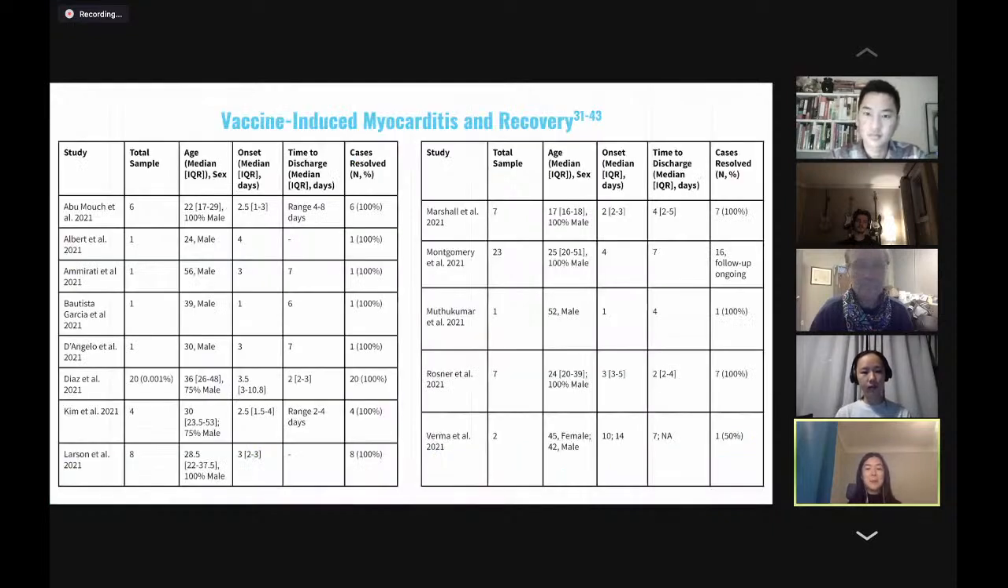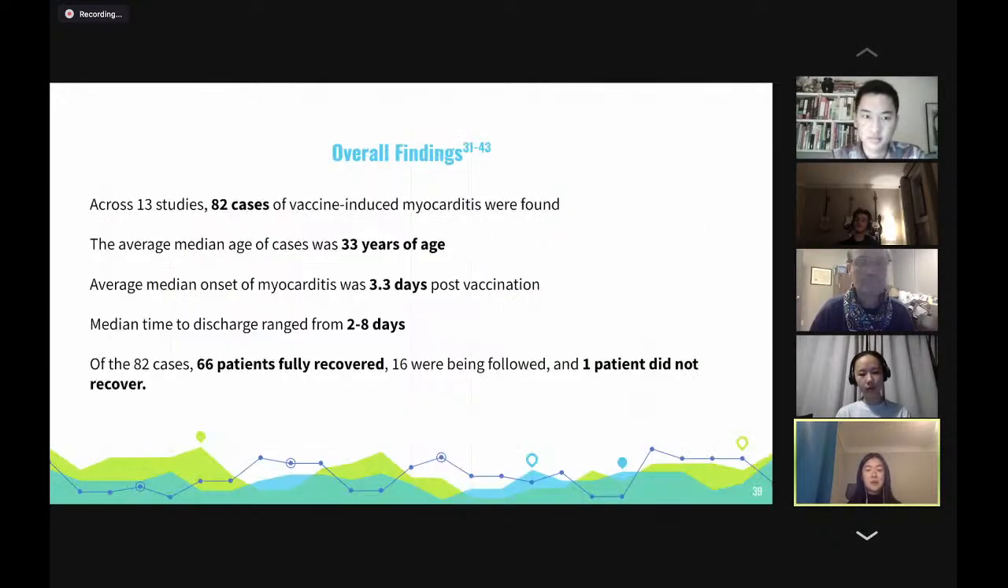Next slide, please. To identify the prevalence of vaccine-induced myocarditis and recovery, we performed a review of journal articles investigating hospitalization for myocarditis following a dose of the COVID-19 vaccine. A total of 13 primary research articles were identified. In all cases but one, symptoms were mild and the patients recovered fully and were discharged within 8 days. There were no readmissions in the total samples, and in a total size of 82, there was only one sudden death. All this just goes to show how rare myocarditis is among vaccinations and how even scarcer serious cases of myocarditis are. Next slide, please.